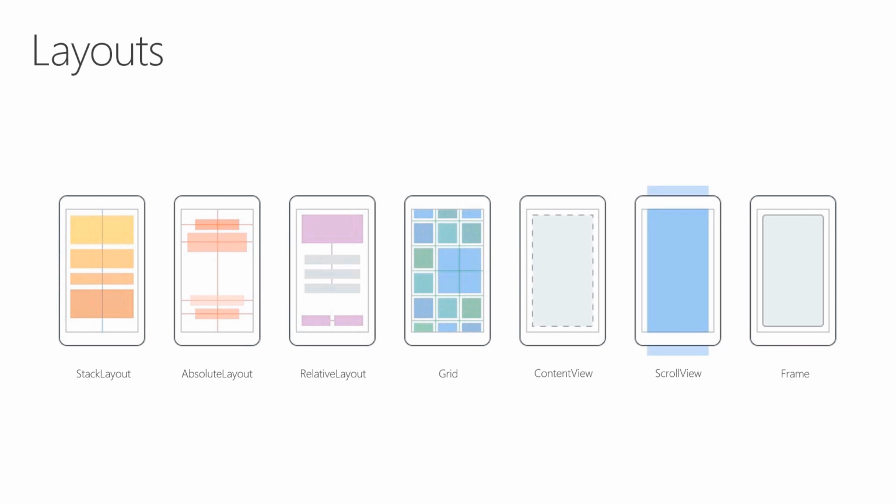And there's a bunch of different ones to choose from, including familiar styles like stack layout and grid, as well as more specialized variations like absolute layout. And these layouts can be nested as well. So for example, you could have a stack layout and one of the elements in your stack layout could be a grid layout. So it's a very powerful and a very flexible approach.